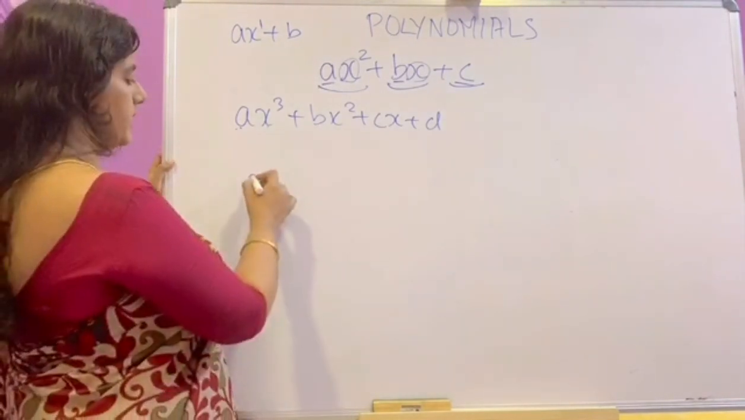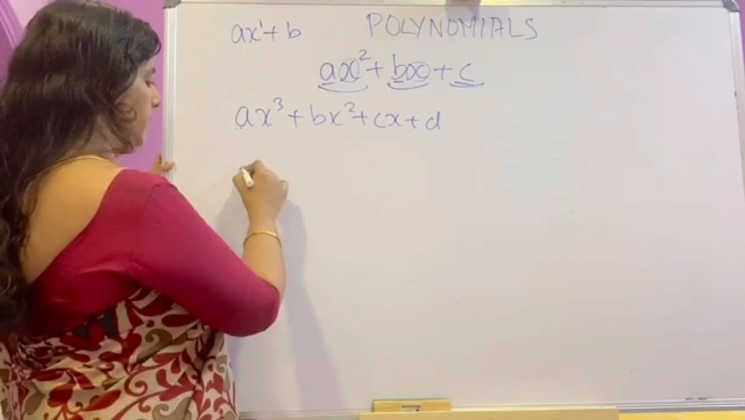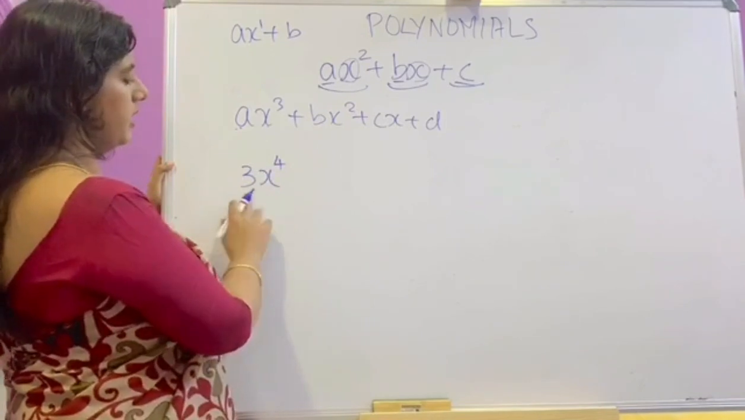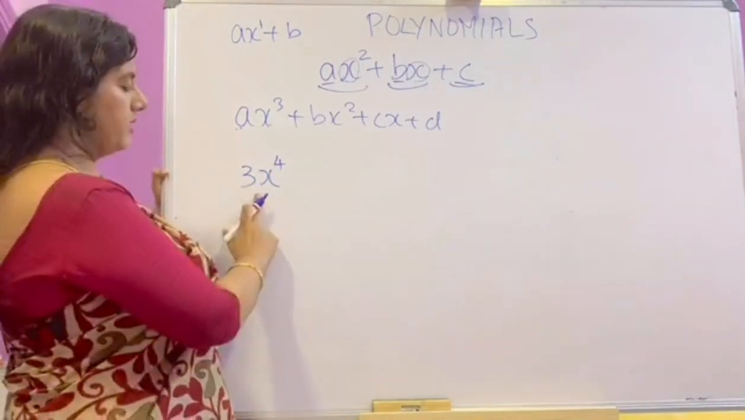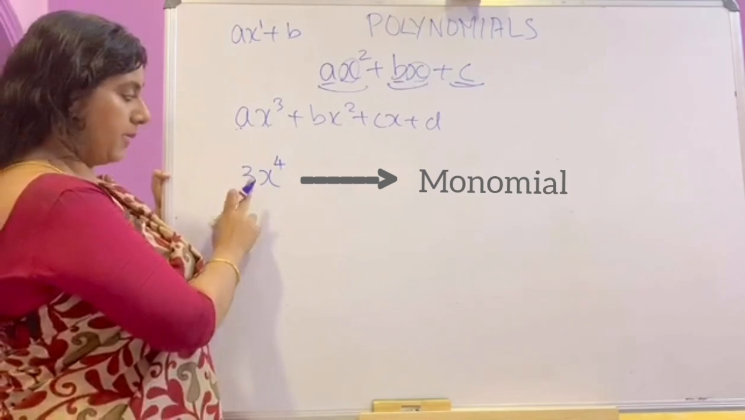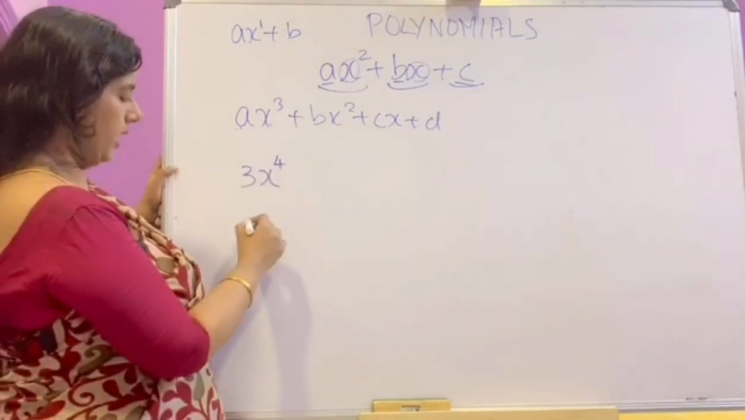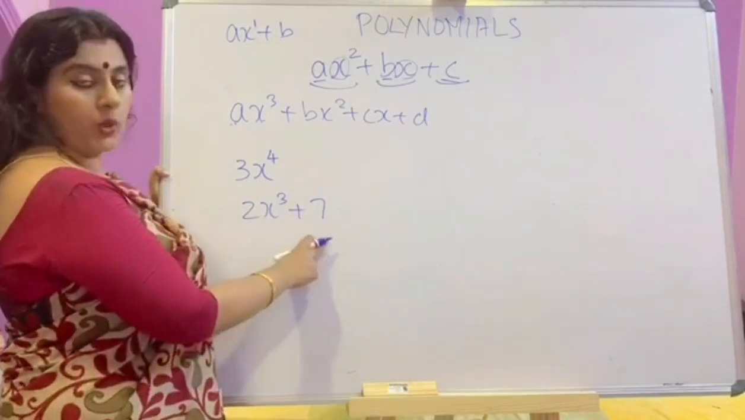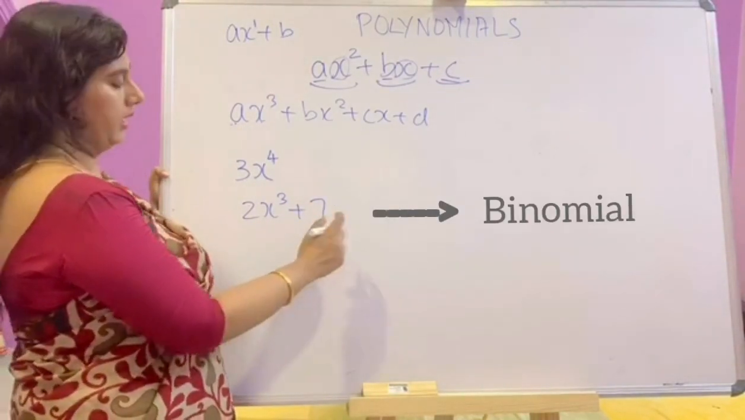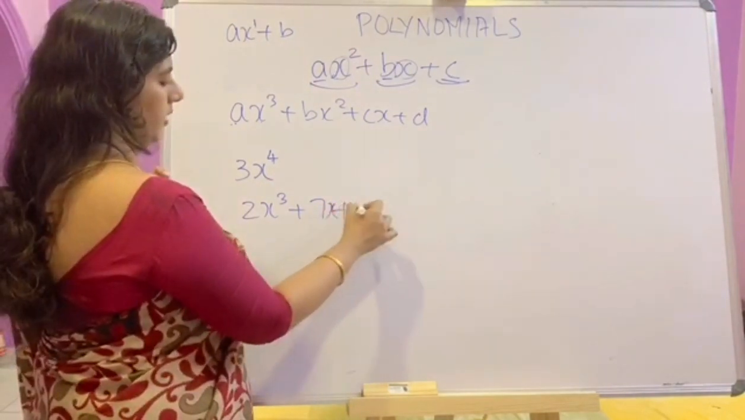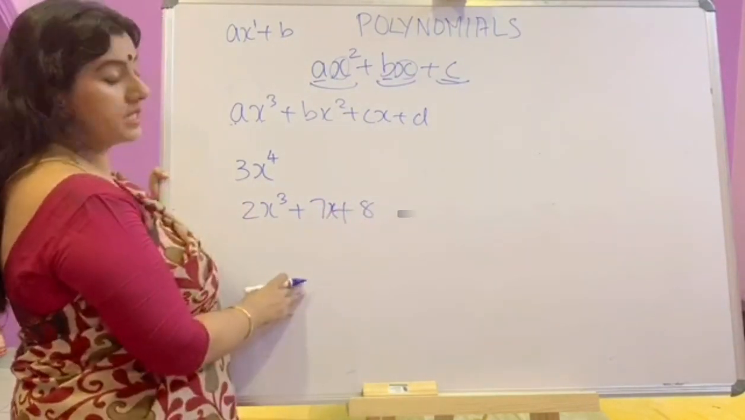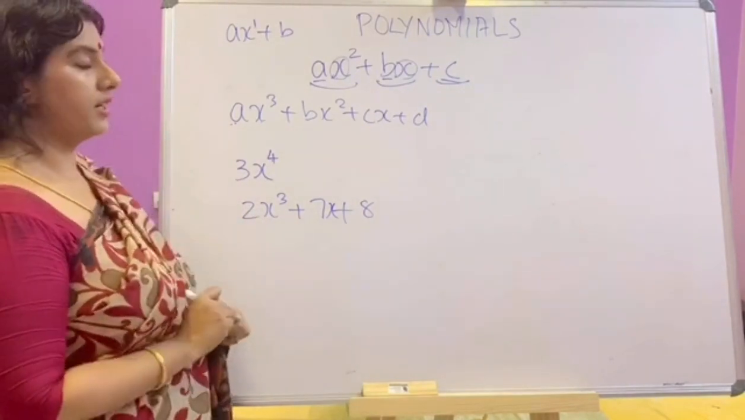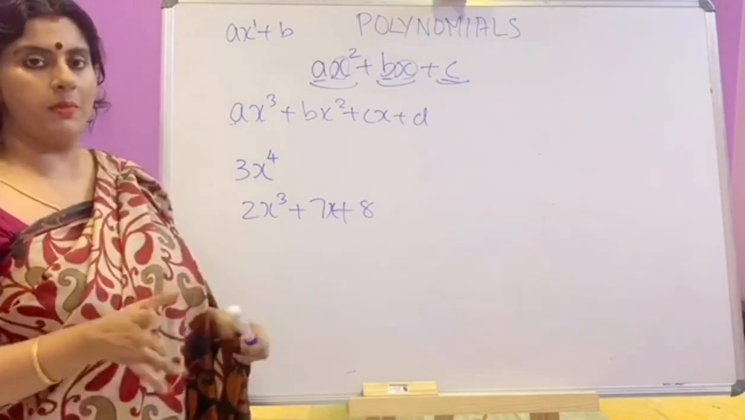That is, if it is a single term polynomial, that is 3x or 3x raised to 4, this has only one term, and this is a monomial. This is a monomial in fourth degree. Now, this has two terms here, so this is a binomial. If it has three terms, it is a trinomial. And for more than three terms, we can generally name it a polynomial. That is, so many terms.